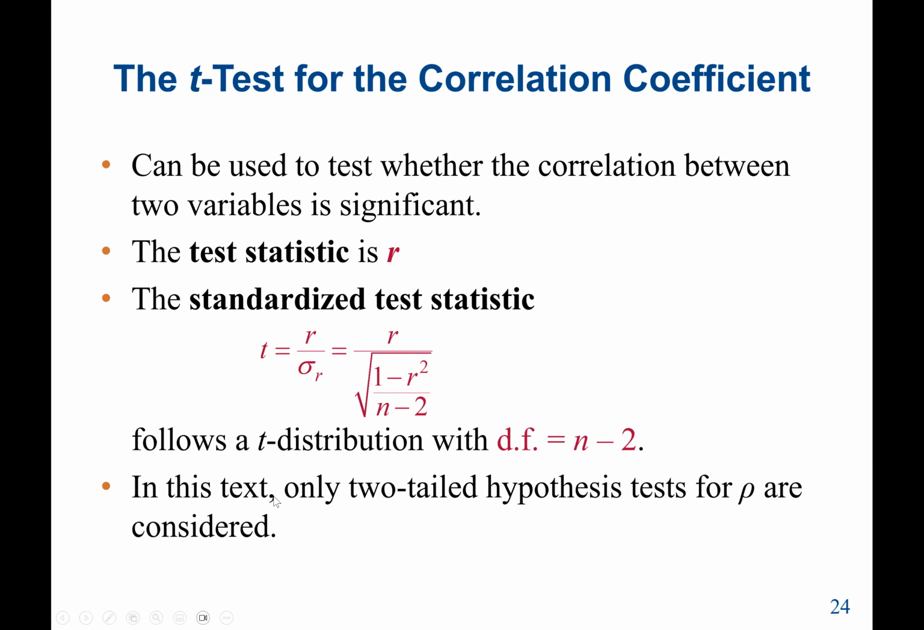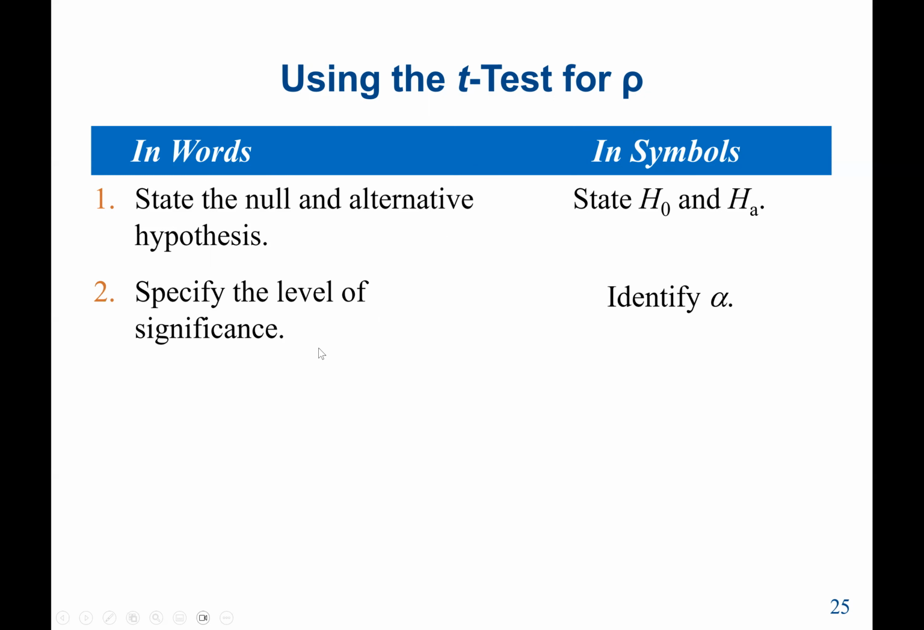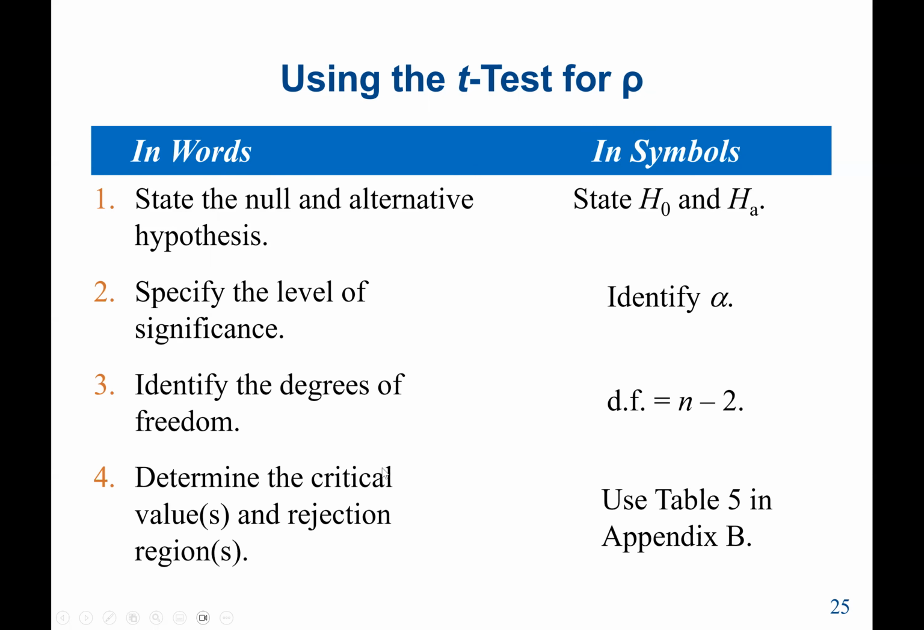So here we say in our course textbook, we only use the two-tail hypothesis testing for rho. So using the t-test for rho, first thing we have to state our null and also our alternative hypothesis. Then we state our H0 and HA. We specify the level of significance, which means we have to identify the alpha. Then identify the degree of freedom. In this case, it will be N minus 2, the sample size minus 2. Then now we can determine the critical values and rejection region. Here we are going to use the T table, which is table 5 in appendix B of our course textbook.